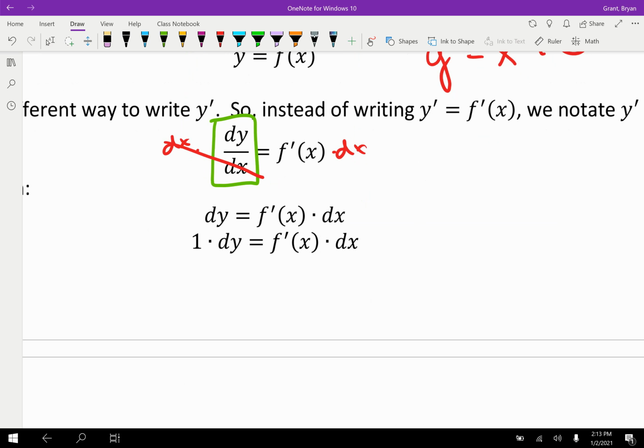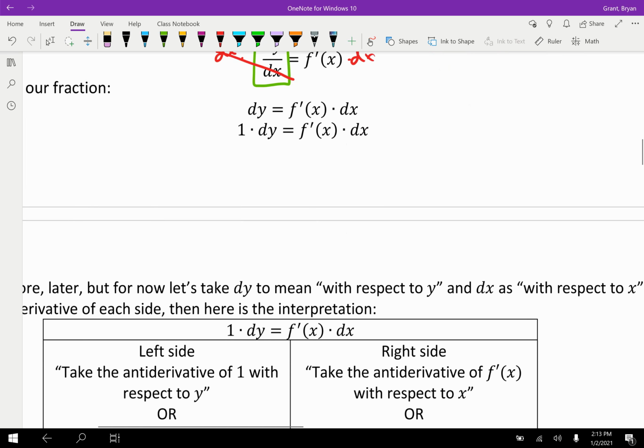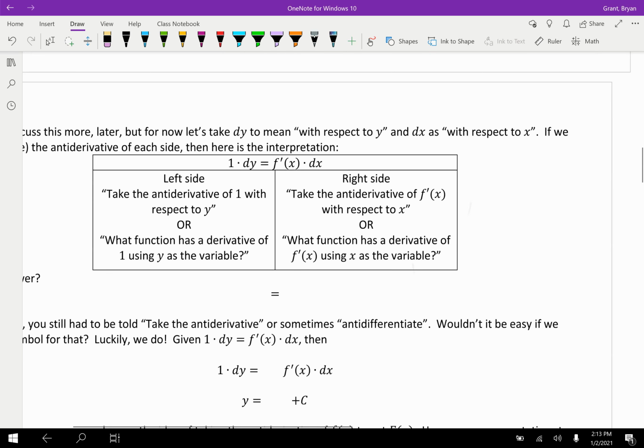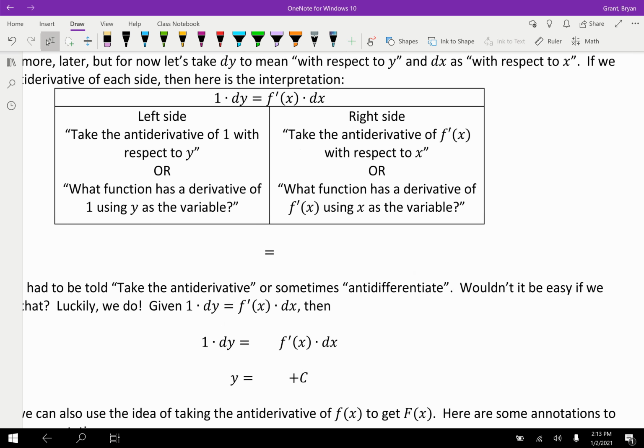Now, one thing we haven't done is discuss what these dy's and dx's are actually doing. We know as a whole this represents the derivative, but later on in this unit we are going to discuss what the dy's and dx's do, why they're there, what they're actually called. For now, though, I think it's enough to just convince you that we could rewrite this like so. All right. What we're going to treat dy and dx as for now is just with respect to y and with respect to x, right? d dx means with respect to x, d dy means with respect to y.